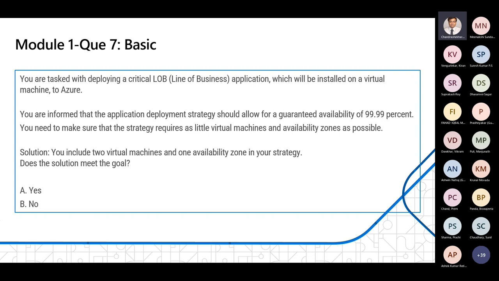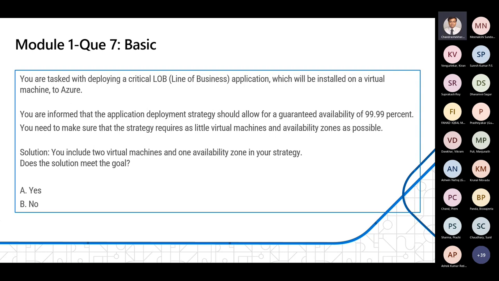You are informed that the application deployment strategy should allow for guaranteed availability of 99.99%. That is a very high SLA we are expecting here. You need to make sure the strategy requires as few virtual machines and availability zones as possible. If you include two virtual machines and one availability zone in your strategy, remember, one availability zone and two machines, does this solution meet the goal?